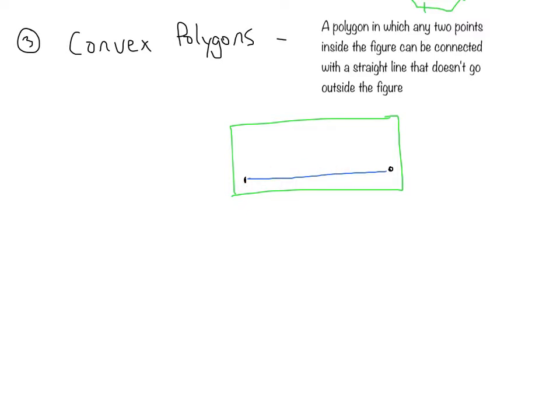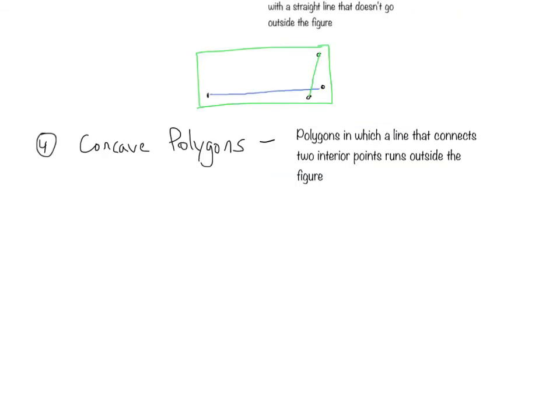So it's convex, but maybe that doesn't prove it. Let's pick some more. How about a point there and a point there? Well, if I connect them again, that line that I use to connect those points does not go outside the rectangle, okay? So most polygons you're going to see are probably going to be like this. They're called convex polygons. Now, what about concave, though? Well, concave polygons are polygons in which a line that connects two interior points runs outside the figure. Okay, so maybe the best example would be that.